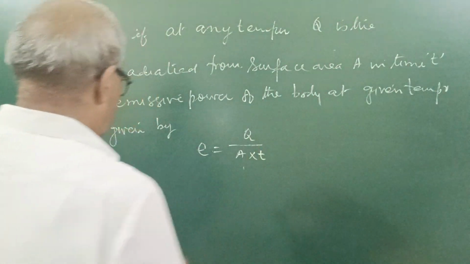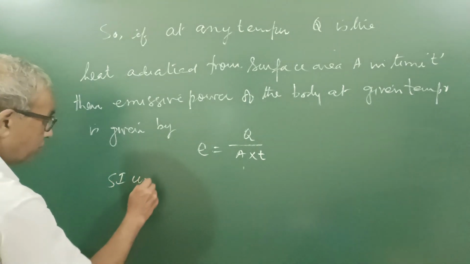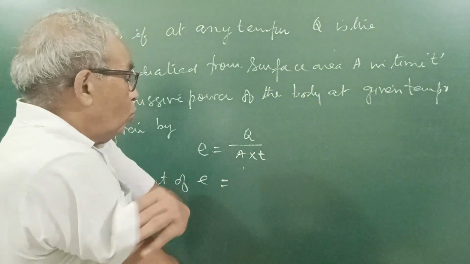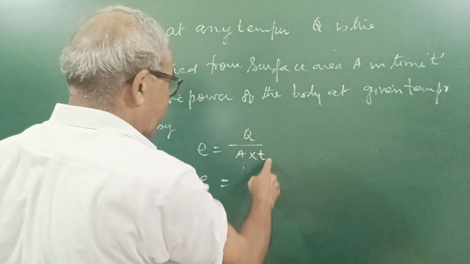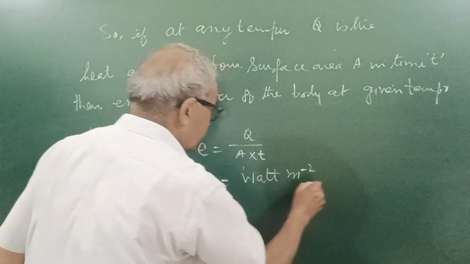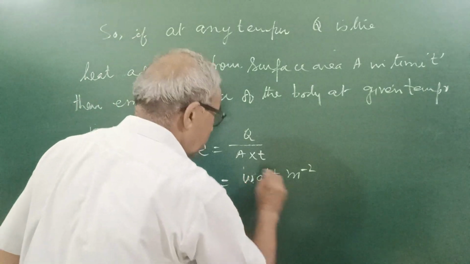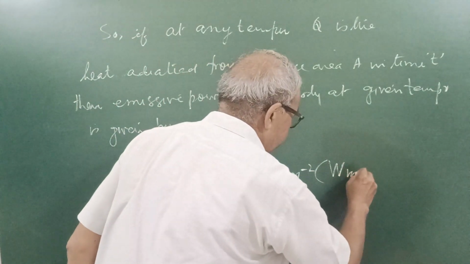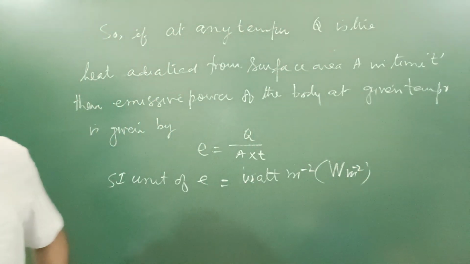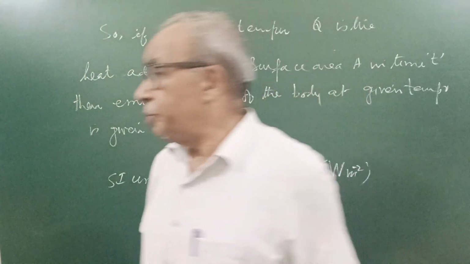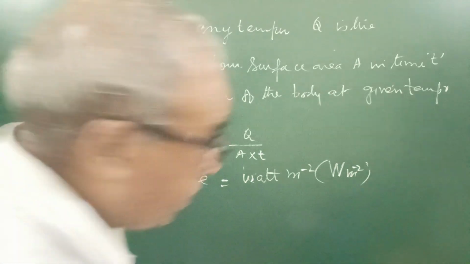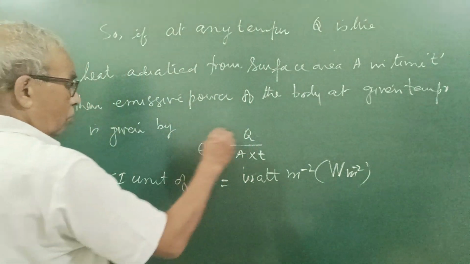So the SI unit of e is heat energy joule per second, so it is watt per meter square. Watt, or capital W, per meter square, sorry. But I told you that this emissive power depends on the wavelength range. This is the general definition of emissive power.